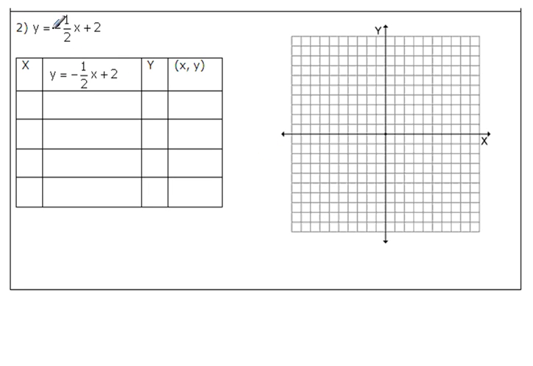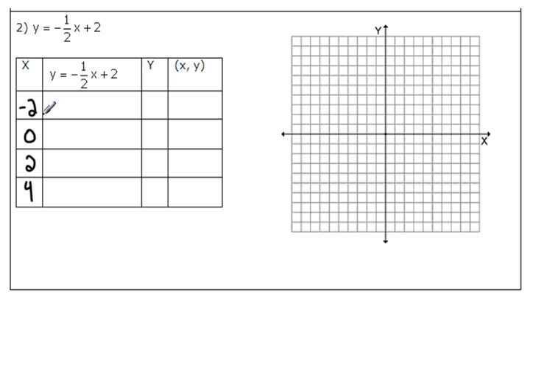Here we have y equals -1/2 x plus 2. For this one, again, I can pick any 4 values of x I want. I'm going to pick even numbers so that I don't have any fractions. So I'm going to use -2, 0, 2, and 4.